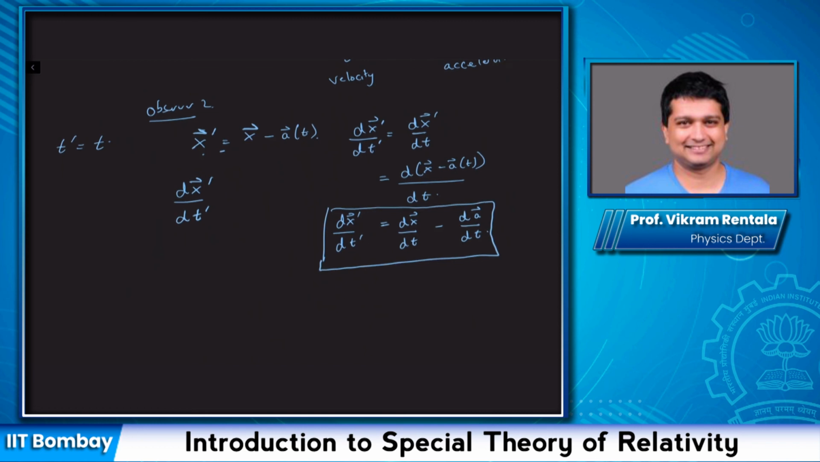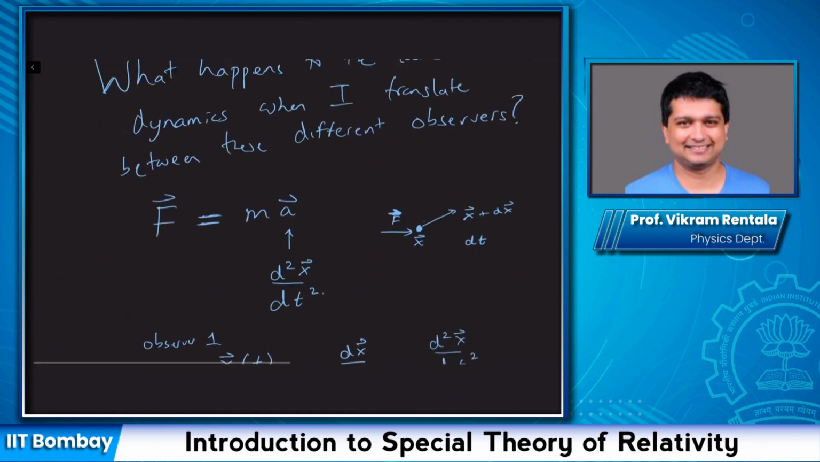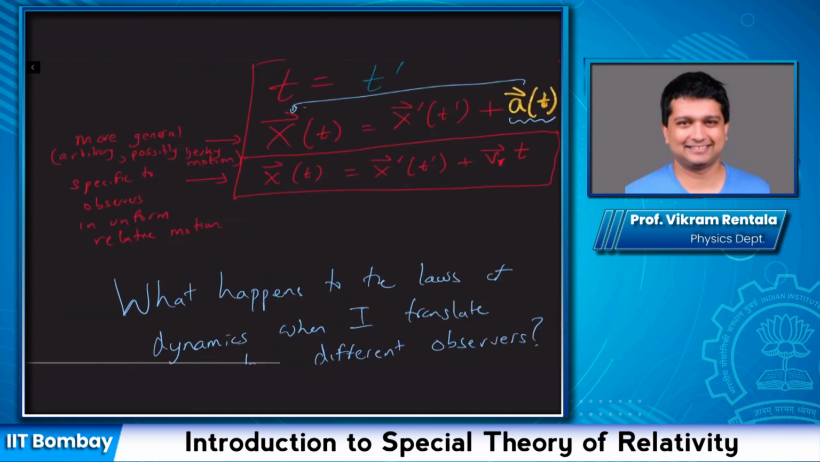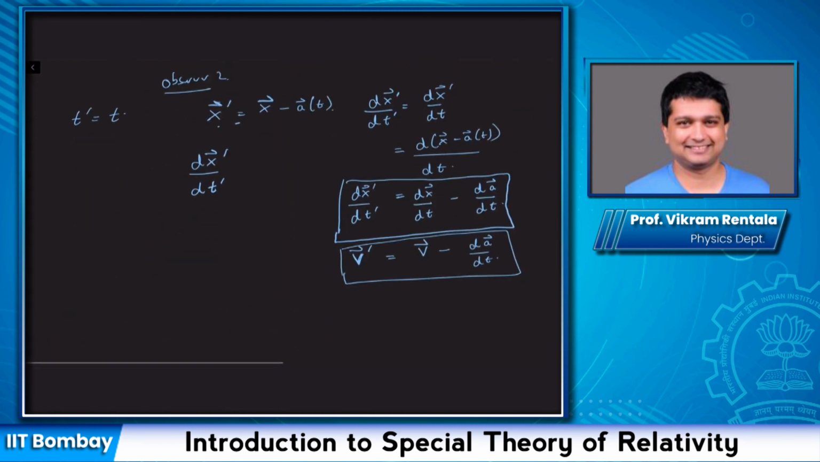Okay, so observer 2 would see a velocity v prime which is related to the velocity v seen by observer 1 minus a vector that tells us the rate of change of this vector a bar, which is the displacement of this origin, as a function of time, the rate of change of that displacement, okay, with time. So let's take the specific case. Okay, so this is general. Let's go to the specific case of uniform motion.